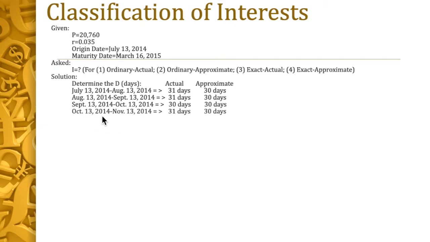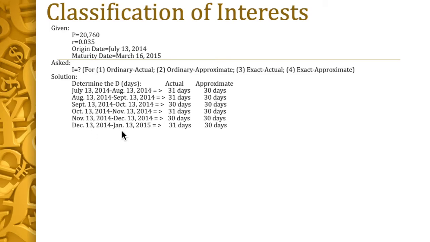For October 13, 2014 to November 13, 2014, we will pass through October 31. Okay, so that's 31 days for actual. The same is true for the approximate. For November 13 to December 13, there is no November 31st, so therefore November 30 will be actual, and approximate the same. December 13 to January of the next year rather.